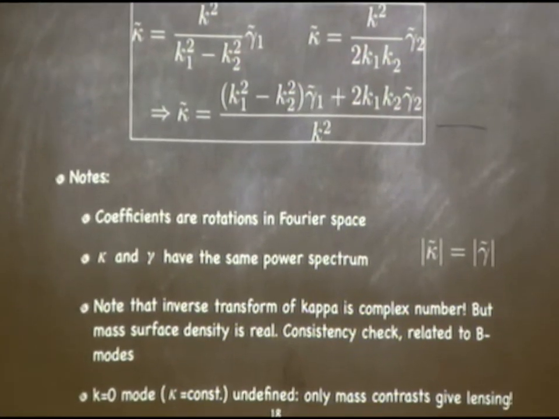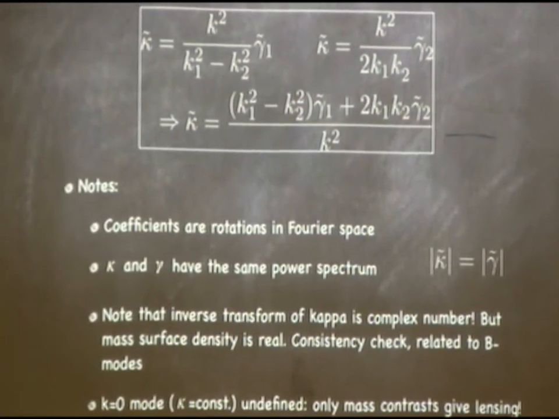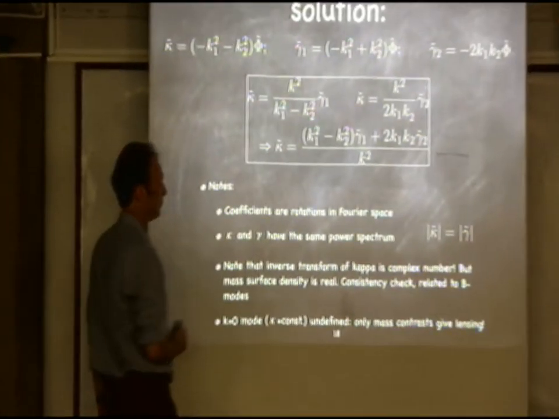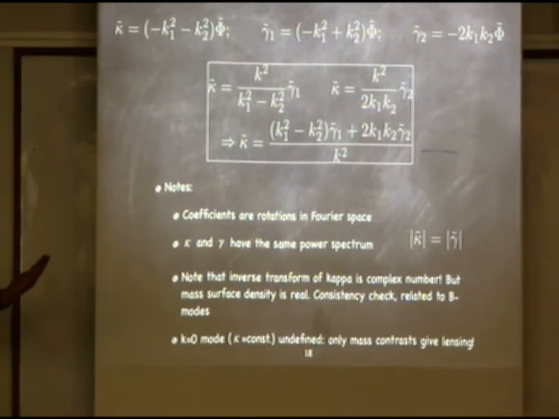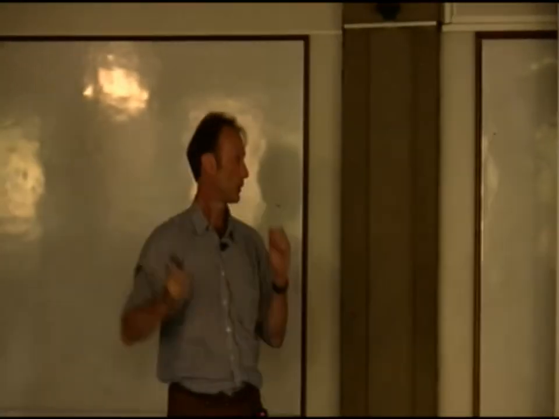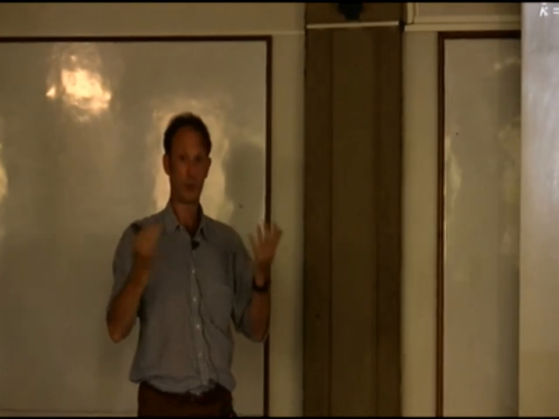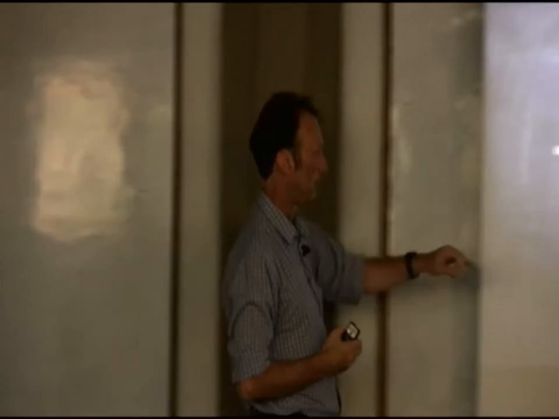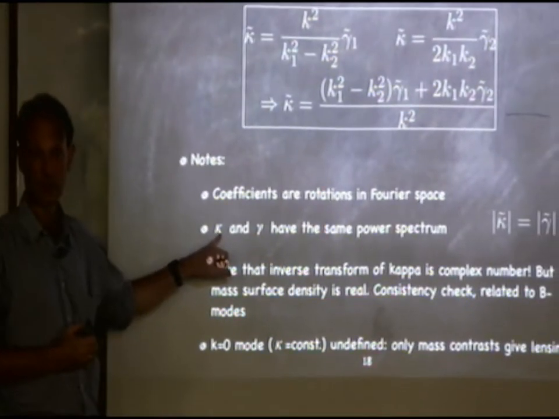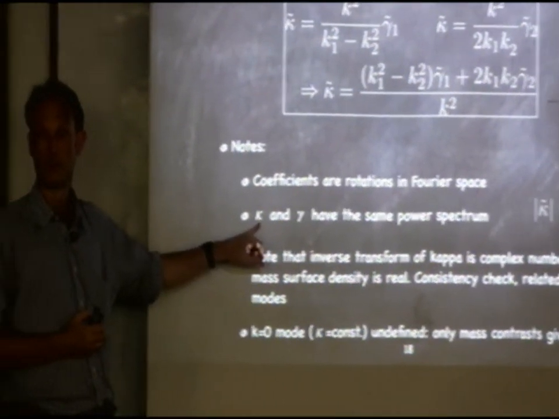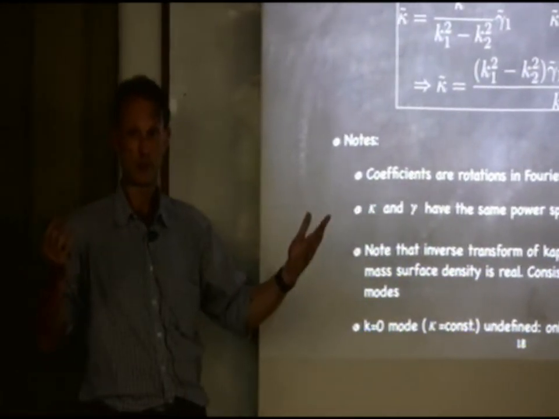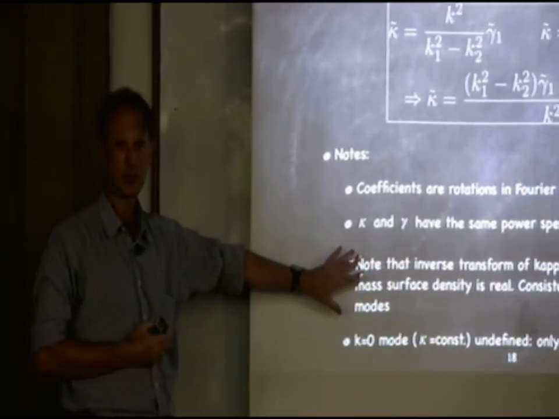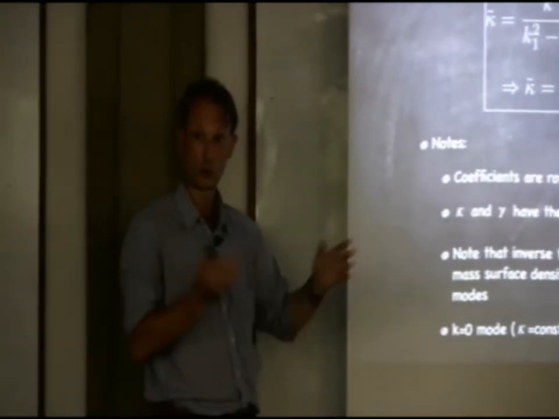Now imagine that you do this to a real data set. So you measure all your ellipticities, you measure your gamma field, you do the Fourier transforms, etc. You get to kappa transform, you transform back, and you get a map of kappa over your part of the sky that you're studying. Now, Fourier transforms happen in complex space, and so the kappa that you get, the surface mass density, is going to be a complex number, which is very strange, because the surface mass density is something very real. And so this is actually a very nice test. So if the data are perfect, then you should get only a real number.